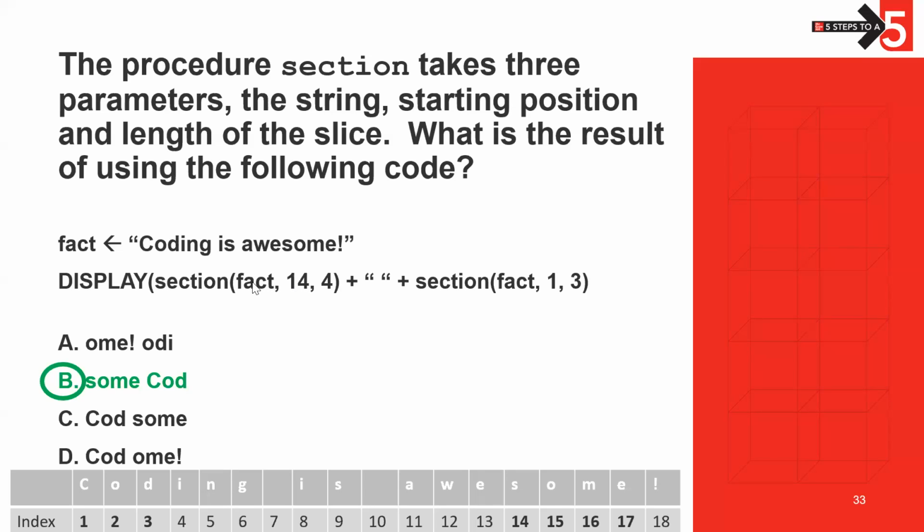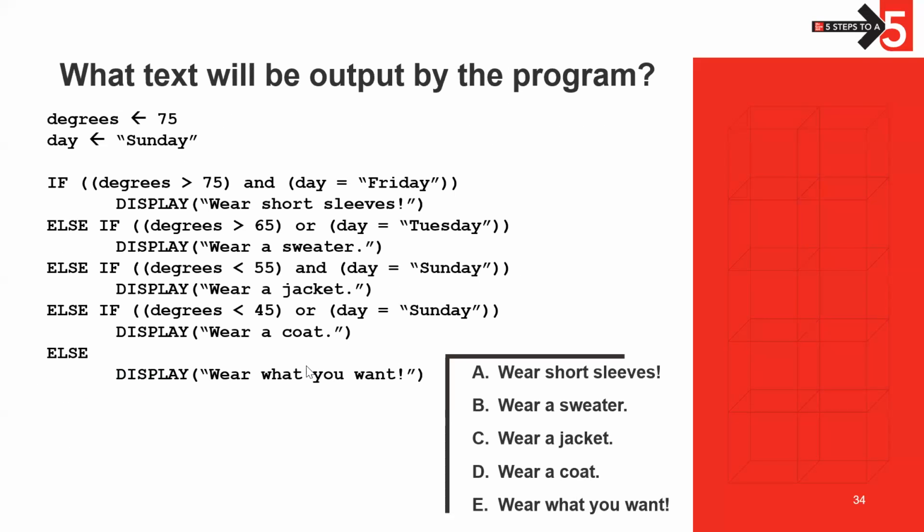So we're going to take fact, and notice it tells us the string, the starting position, and the length. So sometimes they might mix or change up the order of those. So just watch for the instructions up here very carefully. So we go to 14, go for a length of 4. So we do not include the exclamation mark. We concatenate with the plus sign with strings, a space, and then we concatenate starting at index position 1 and for a length of 3. So we have some cod. Good job, everybody. All right, here's the next one.